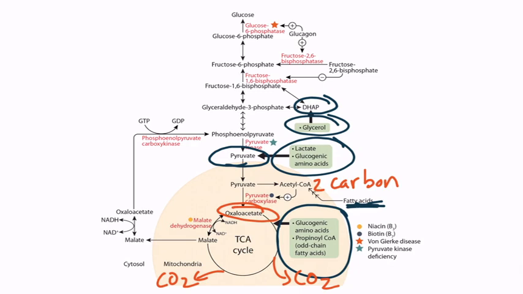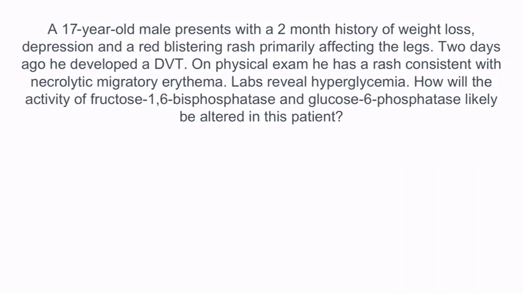Okay, with this background, let's apply this information with another question. A 17-year-old male presents with a 2-month history of weight loss, depression, and a red blistering rash primarily affecting the legs. 2 days ago, he developed a DVT. On physical exam, he has a rash consistent with necrolytic migratory erythema. Labs reveal hyperglycemia. How will the activity of fructose 1,6-bisphosphatase and glucose 6-phosphatase likely be altered in this patient?